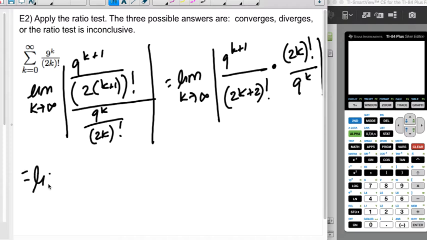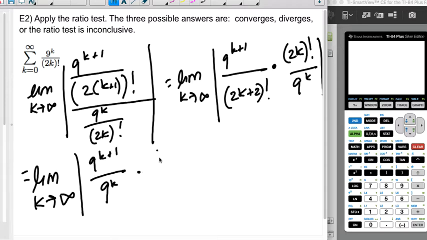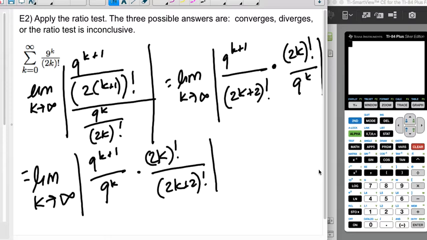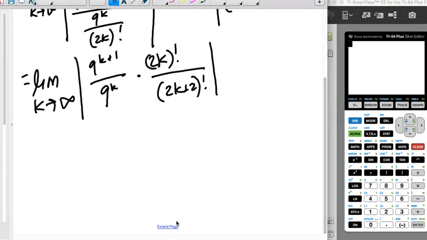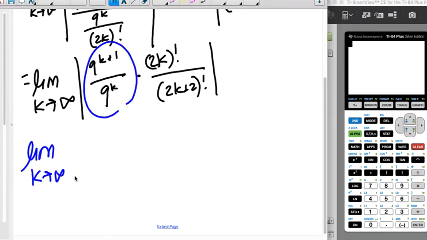All right, so the limit as k approaches infinity of, if I reorganize this a little bit, I'm going to get 9 to the k plus 1 over 9 to the k. And then this is going to be 2k factorial over 2k plus 2 factorial. And we'll talk about that in just a sec. So this one's easy, right? This is just a 9. So this is the limit as k approaches infinity of, this guy's a 9.